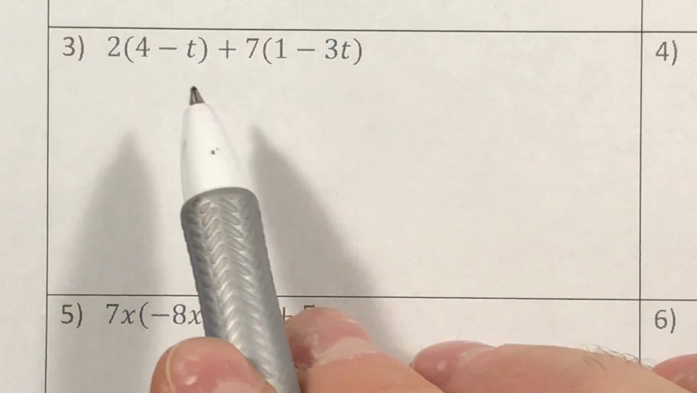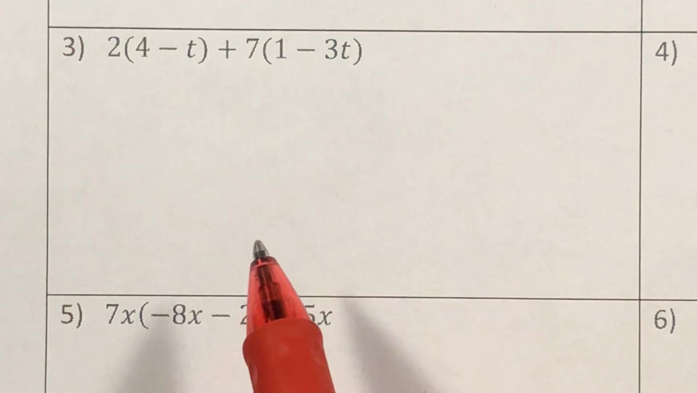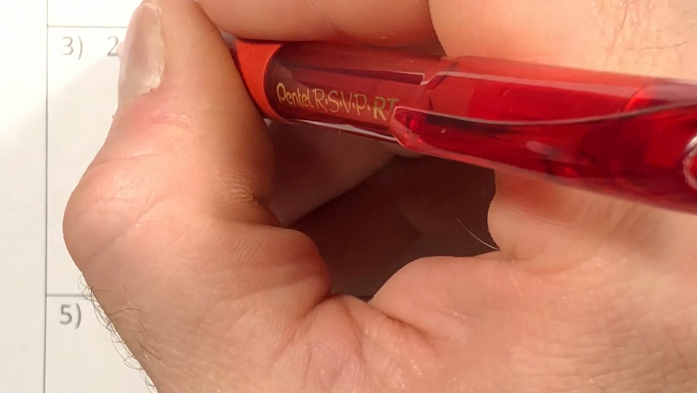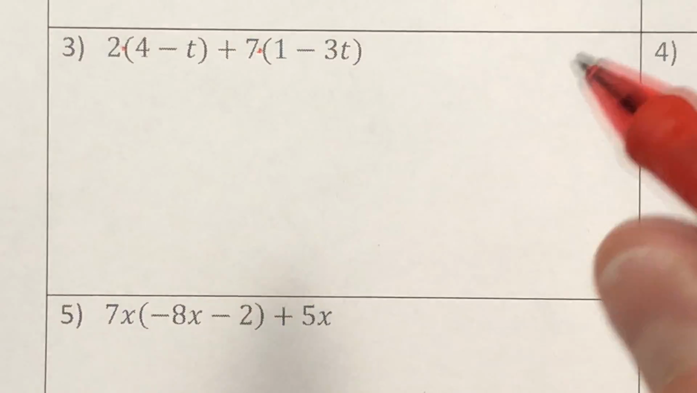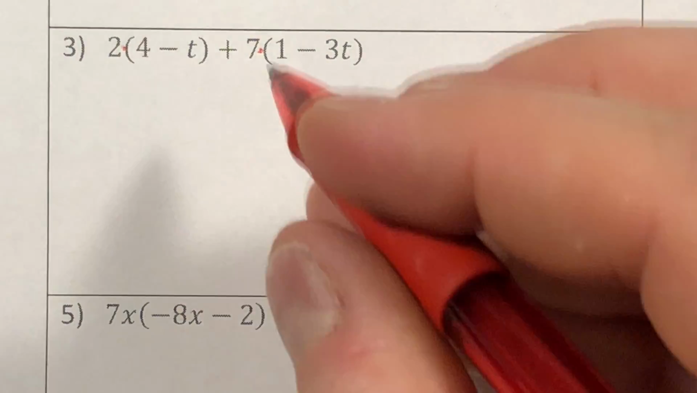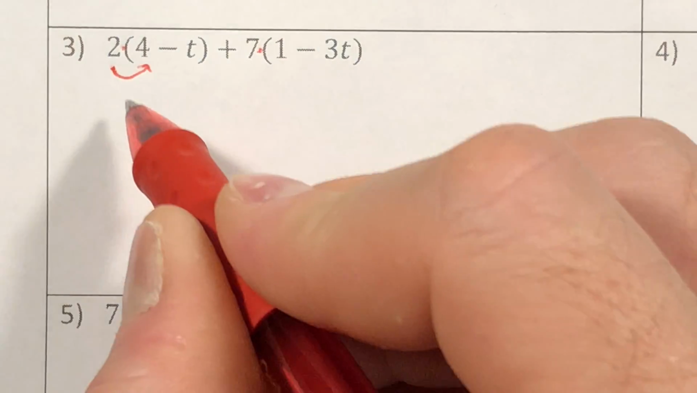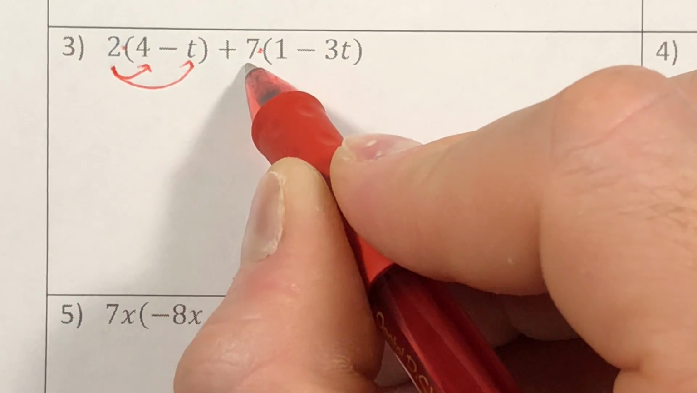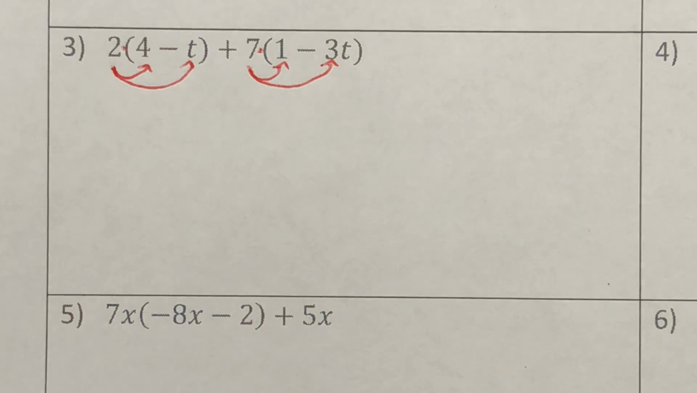Okay? So if I start off in the parentheses, I don't have anything I can do. 4 minus t, 1 minus 3t, nothing that I can do between these two. But what I do notice is that 2 and that 7 are both up against the set of parentheses, which means that 2 is multiplied times everything inside here, as with the 7, which is multiplied times both of those terms.